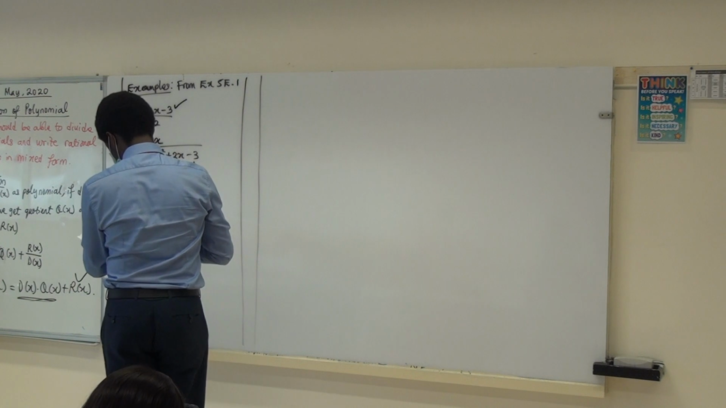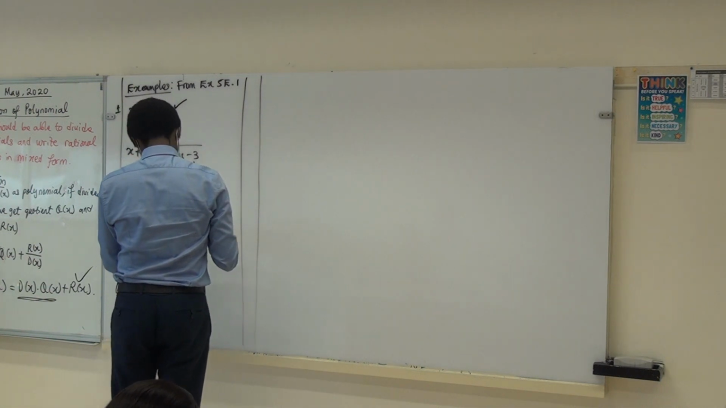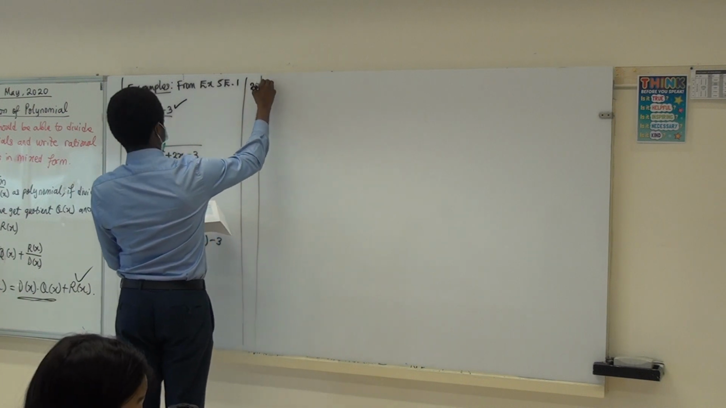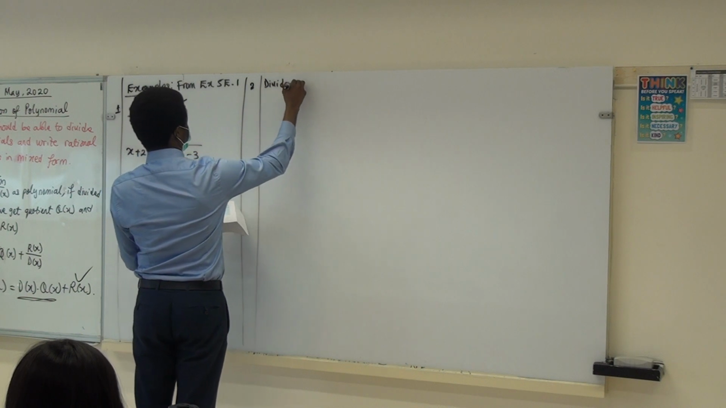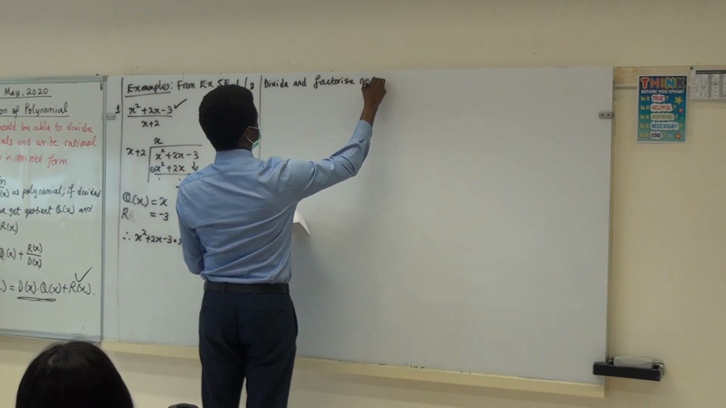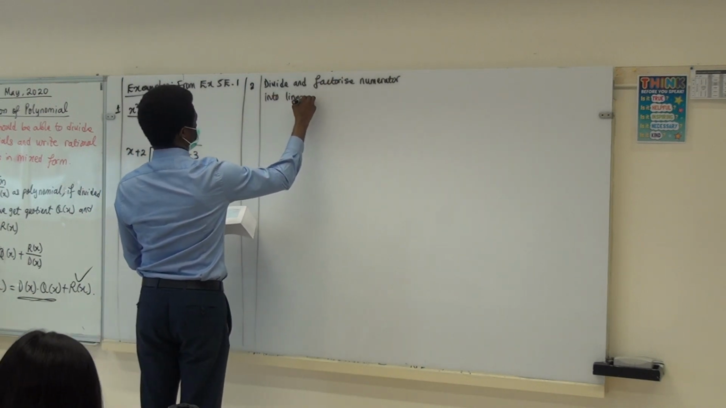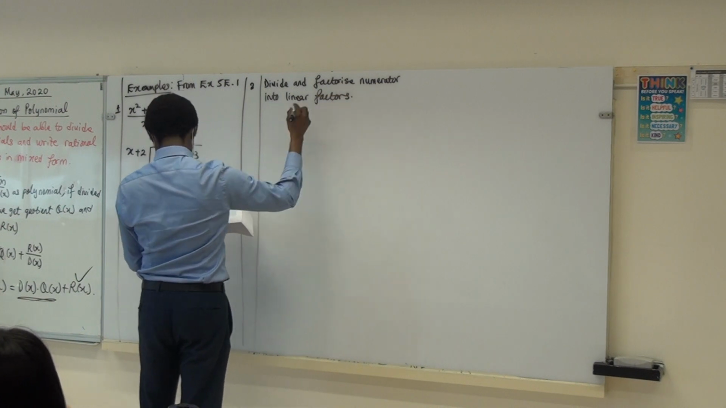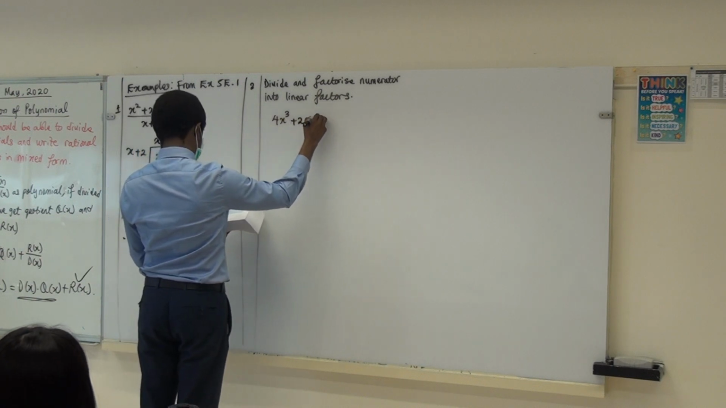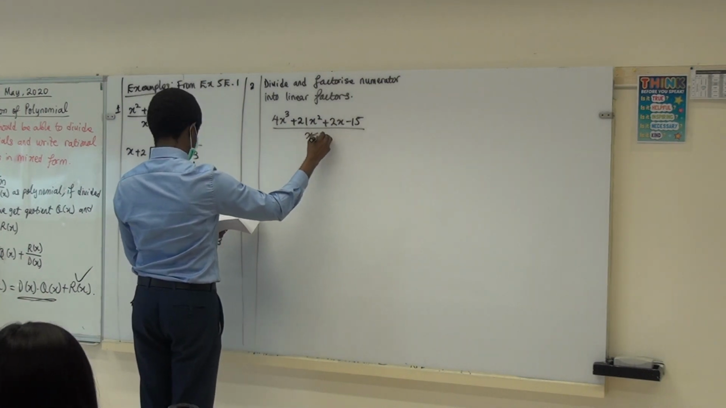Can I ask you to do this in the webinar? Number 2. Divide and factorize the numerator into linear factors. So I give you this one: 4x cubed plus 21x squared plus 2x minus 15 divided by x plus 5.